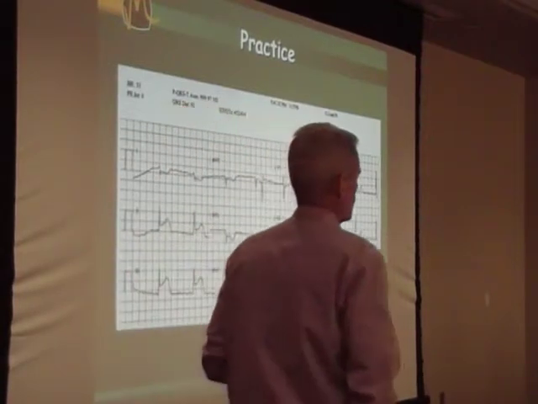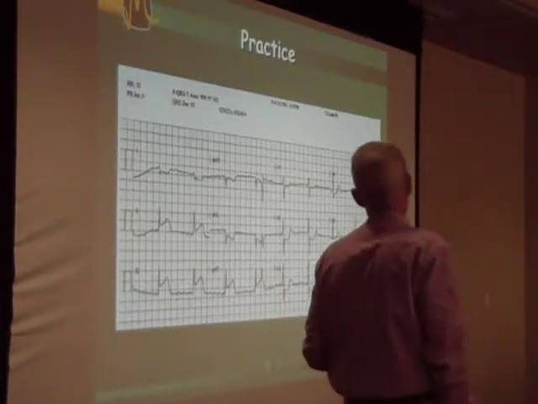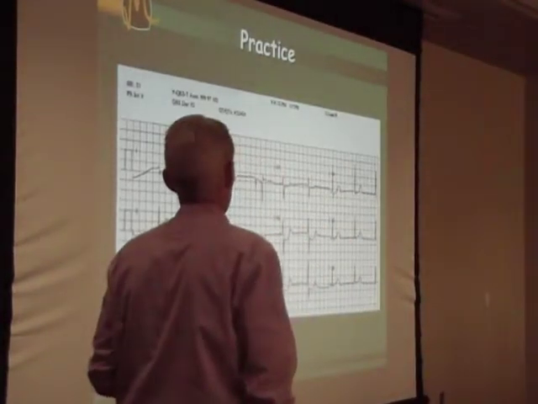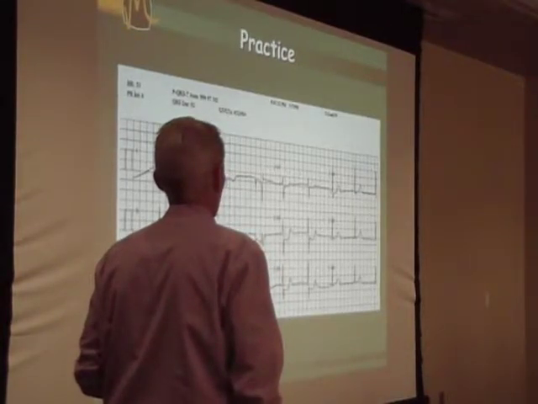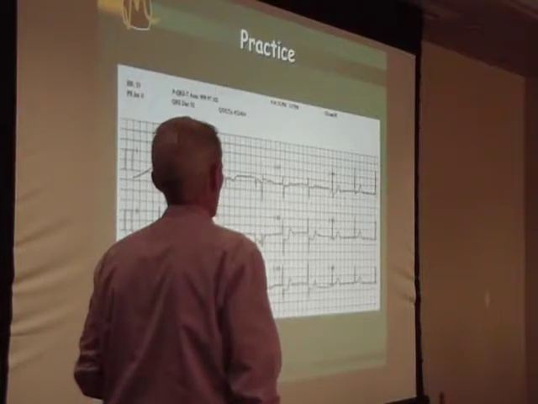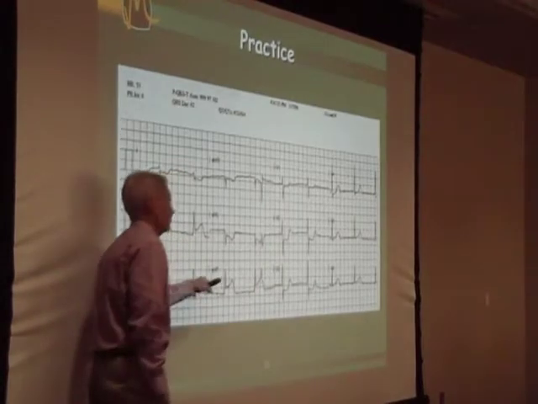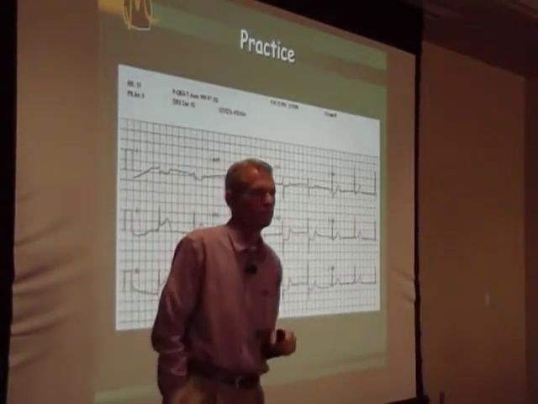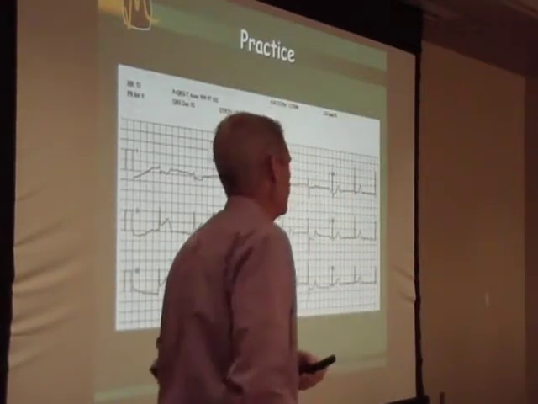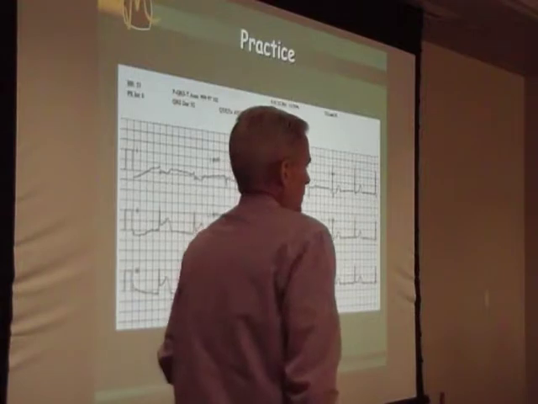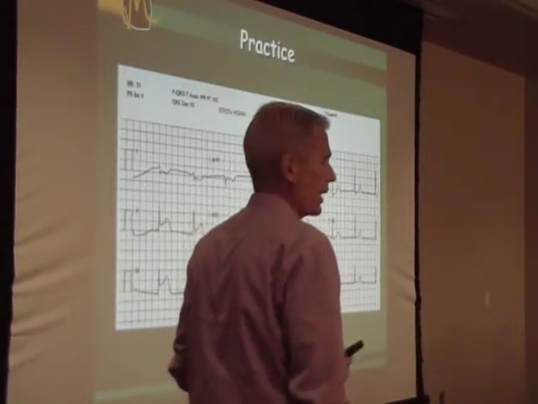And then how about the one on page 21? Three leads that should smack your eyesight, right? Look at 2, 3, and AVF. We know that 2, 3, and AVF look at the inferior wall of the left ventricle, so we have another representation of an inferior wall injury. Everybody see that?